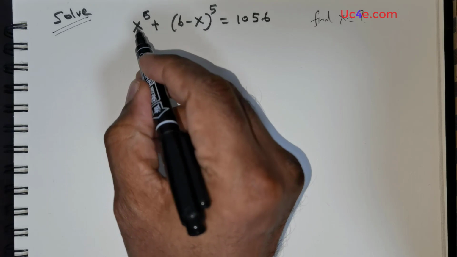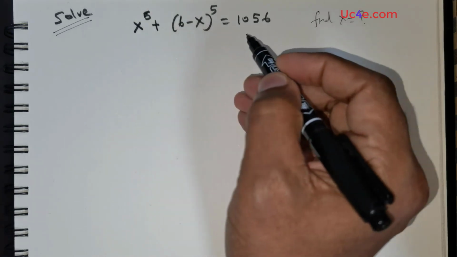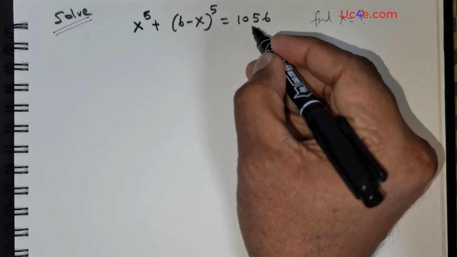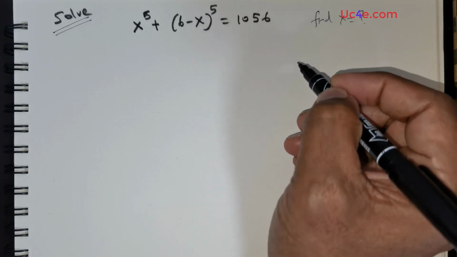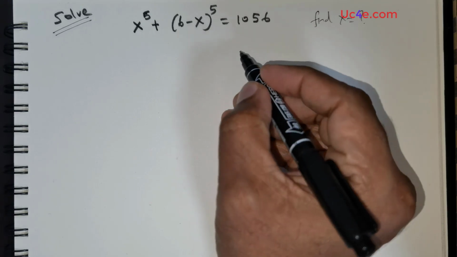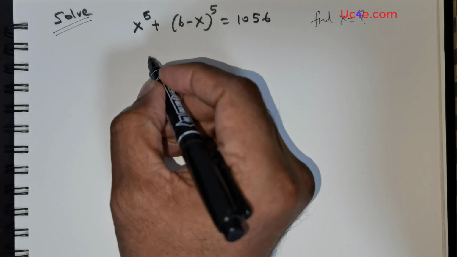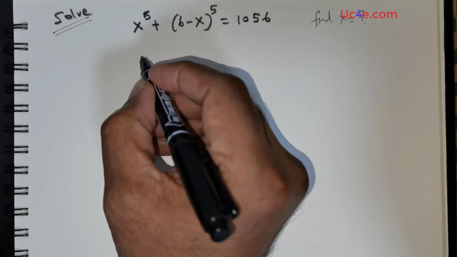So the question is x raised to the power of 5 plus 6 minus x raised to the power of 5 is equal to 1056. So this is a challenging question, but it is solvable if we perform a few manipulations.